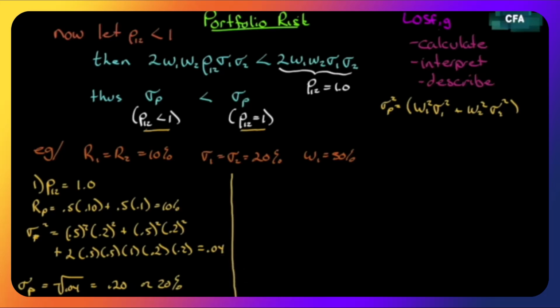Let's change the correlation now to 0. They're uncorrelated. How can we do here? Well, what is the return on the portfolio? Again, trick question, right? We don't even have to calculate it. It will always be 10%. So let's do the variance of the portfolio, and then we'll take the square root.